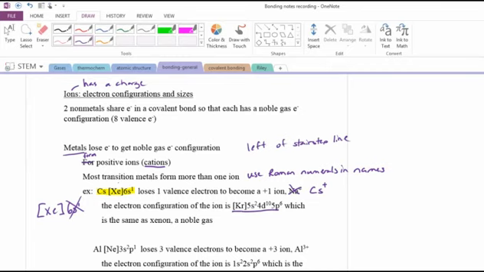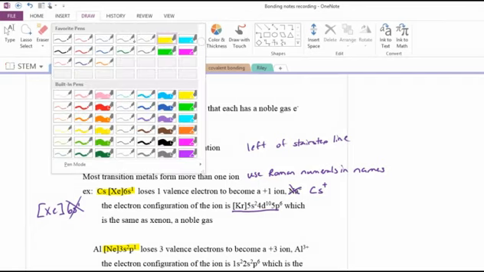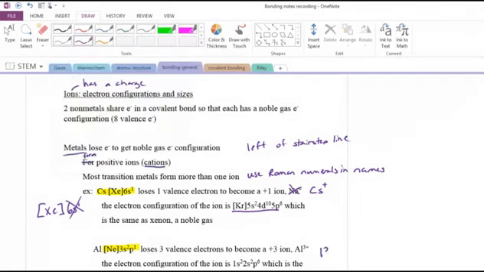Now, if we have aluminum, neon 3s2 3p1, it's going to lose all of those valence electrons. So now it's got 13 protons, 10 electrons. That's why it has a +3 charge. And the electron configuration left is the same as that of neon.